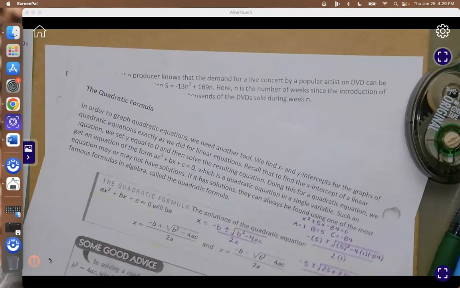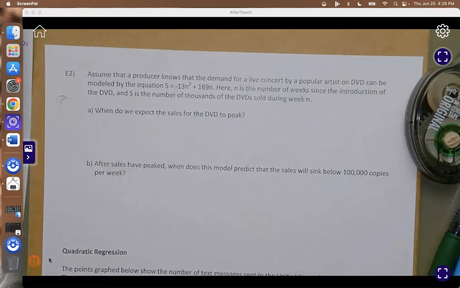Let's go to example 2. Assume that a producer knows that the demand for a live concert by a popular artist on DVD can be modeled by this equation given. Here, N is the number of weeks since the introduction of the DVD, and S is the number of thousands of DVDs sold in a weekend.